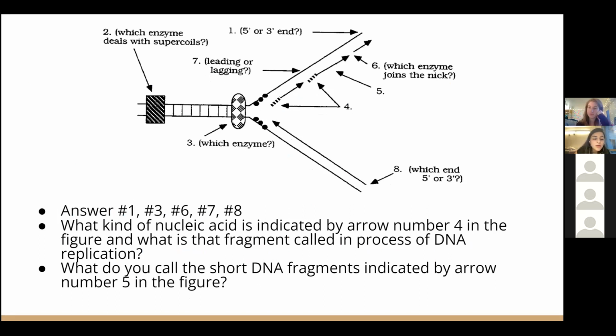Oh, okay. What kind of nucleic acid is indicated by arrow number 4? And what is the fragment called in the process of DNA replication? So first question, what kind of nucleic acid is indicated? I'm going to give you guys a hint. It's either DNA or RNA. That's what a nucleic acid is. Nice. Okay. It is RNA. Good. And then what is the fragment of RNA called?